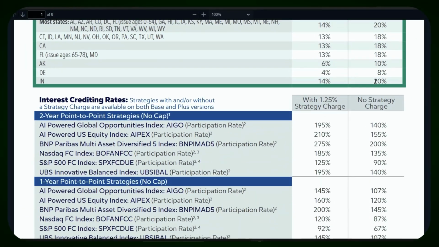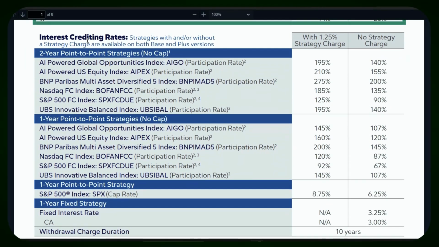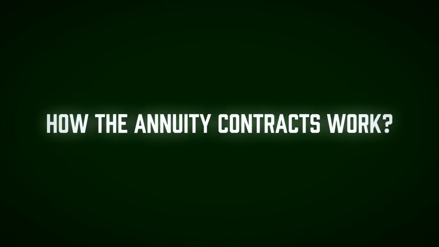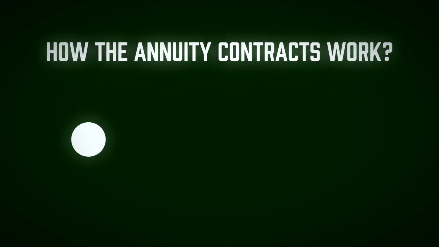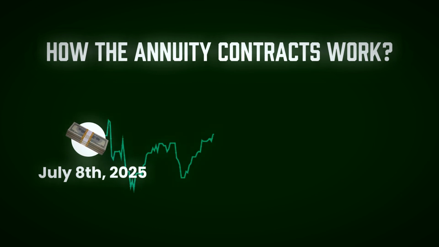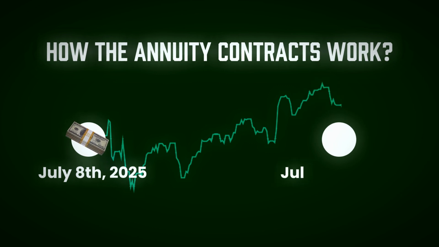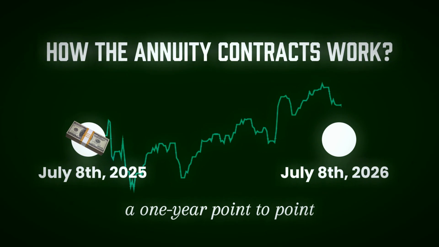And now I want to go down to all their indexes here. A lot of companies have either 2-year indexes or 1-year indexes. So you have the 2-year and the 1-year. So how the annuity contracts work: if you put in money, let's say today is July 8th, 2025, if you put that money in today, it's going to depend how that index does from this point in time to the same point next year, July 8th, 2026. That's what's called a 1-year point to point. It doesn't matter what it does all throughout the year.